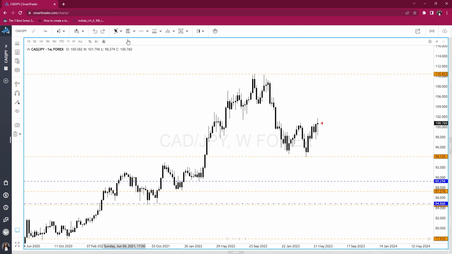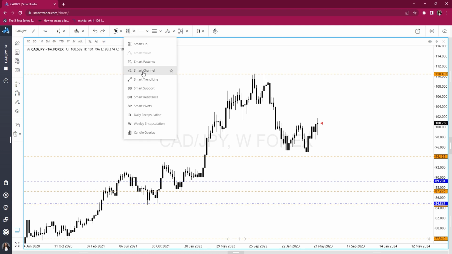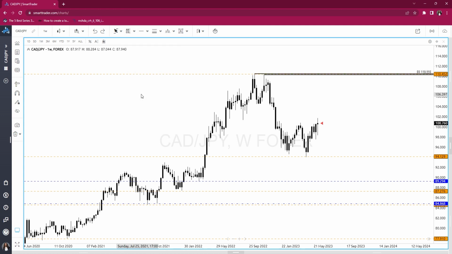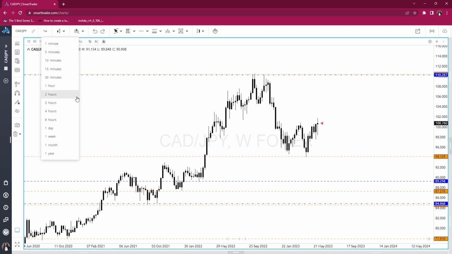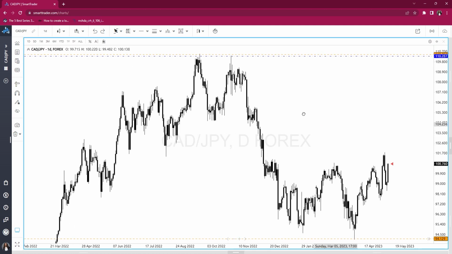resistance. And I don't see anything, but let's see. Oh, there is. Okay. So it's right up. So you got a weekly level against a monthly level. And let's go down to the daily and let's do the same thing.